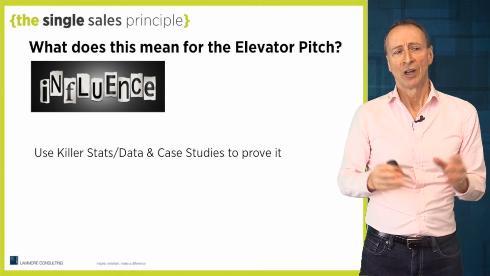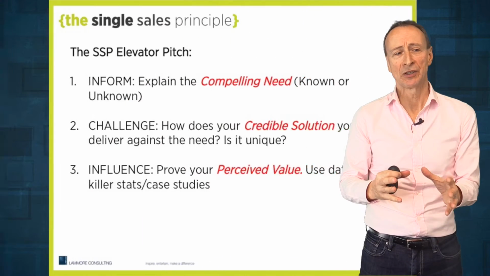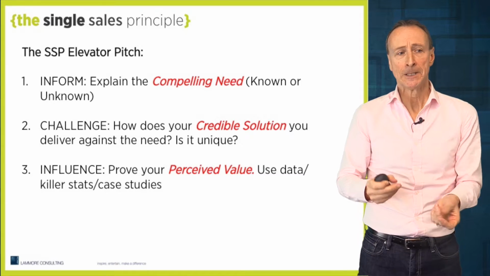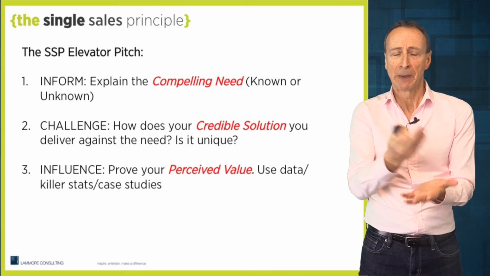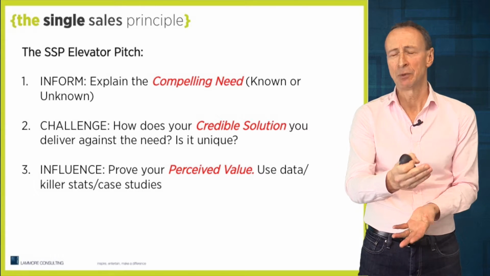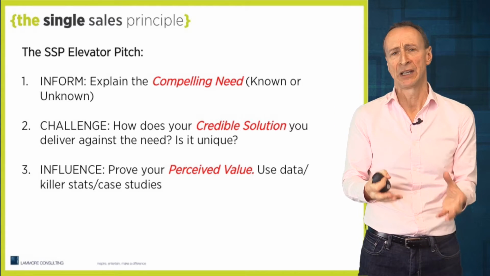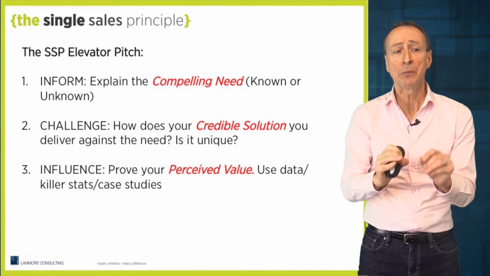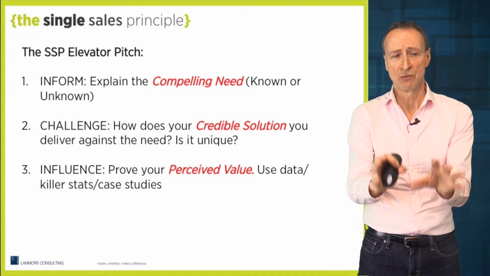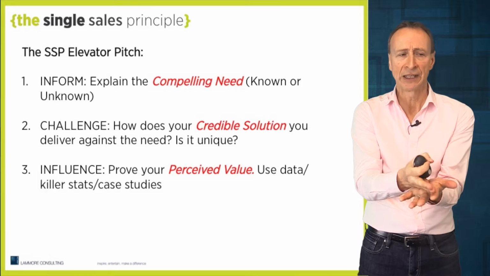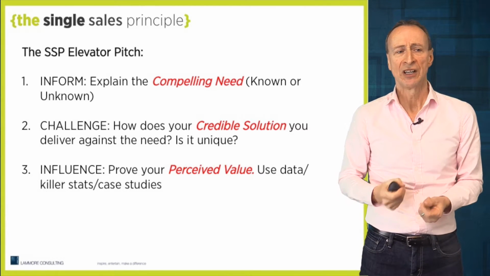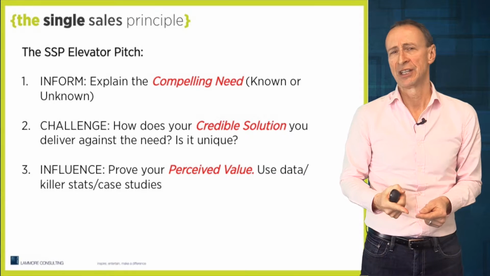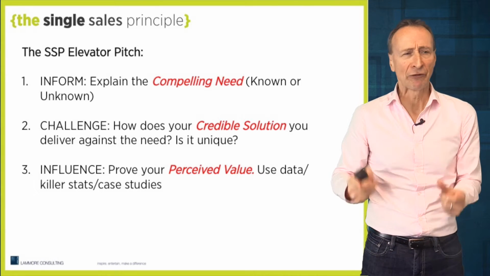So, in terms of the SSP pitch, what would that look like? Well, let's talk about SSP. Effectively, informing is making them aware of their compelling need. We talk so much on the course about compelling needs, but you need to let them know potentially what they don't know. So let them know about the compelling need that they have. Secondly, challenge. How does your credible solution deliver against this need? And is it different from everybody else?